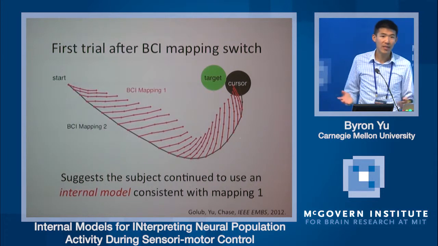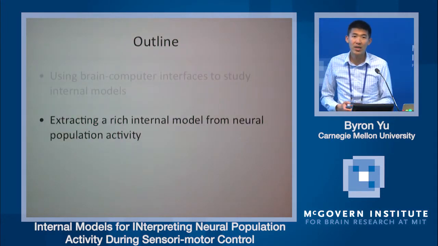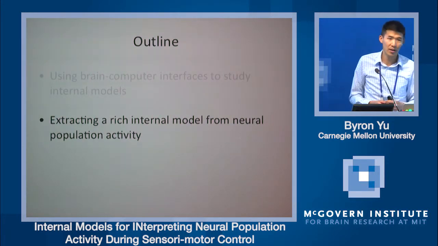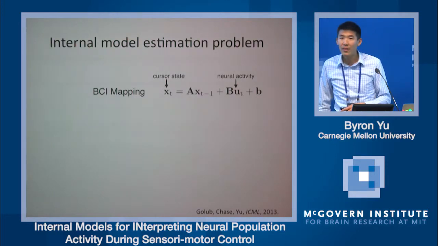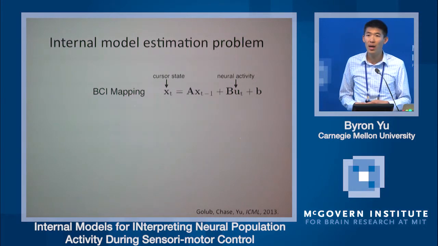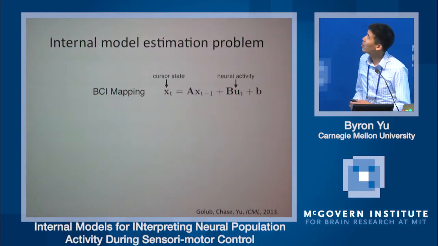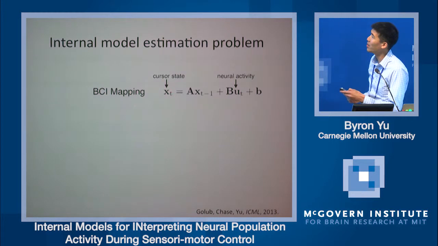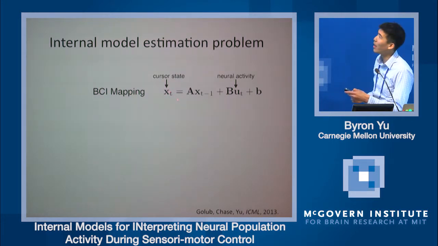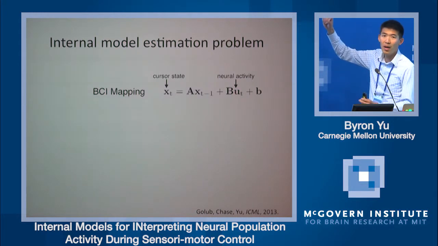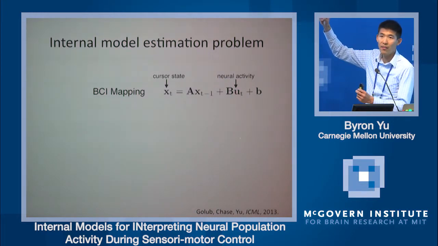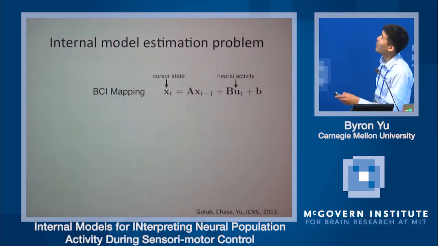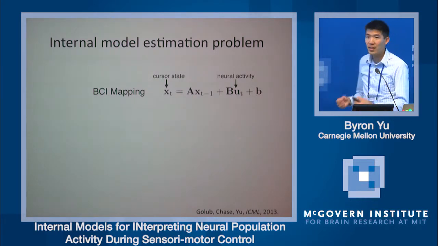So with these two lines of evidence, what we set out to do was to try to extract a rich internal model from neural population activity during closed-loop brain-computer interface control. I don't have time to get into the details of how we did this, but let me give you the main ideas. The BCI mapping that was used took on this form, where x is the state of the cursor, so this is position and velocity, and u is this vector of neural activity, the spike counts, given off by the neurons that we're recording from simultaneously at one time step. And then A, B, and little b are the matrices that define the mapping.